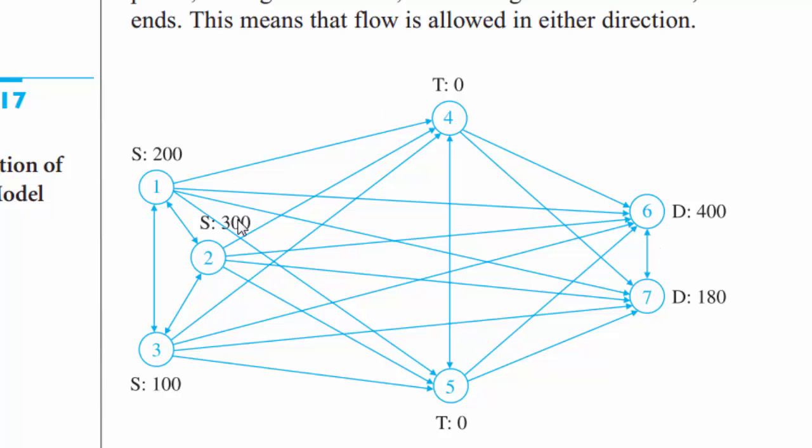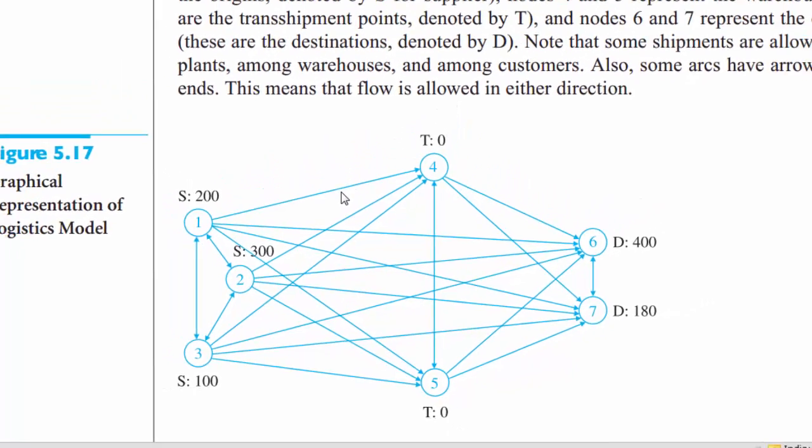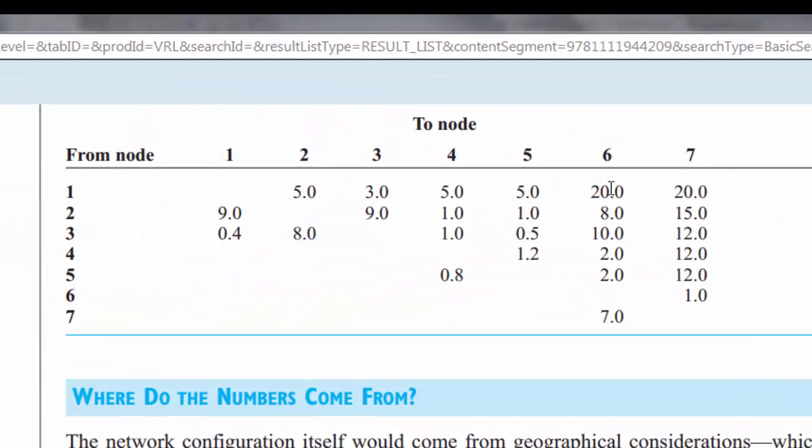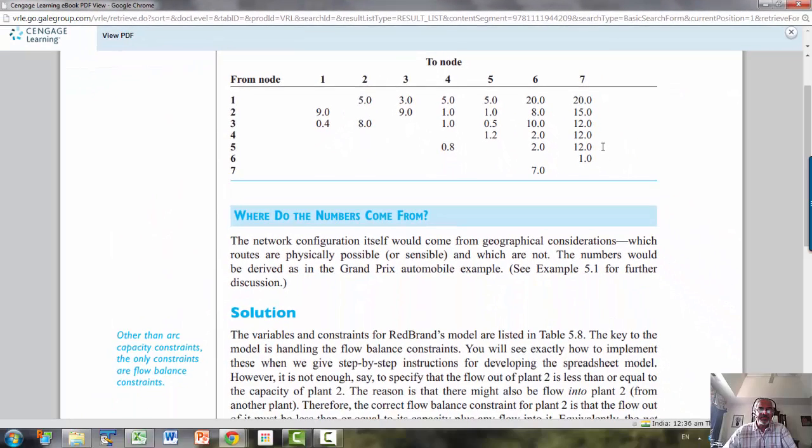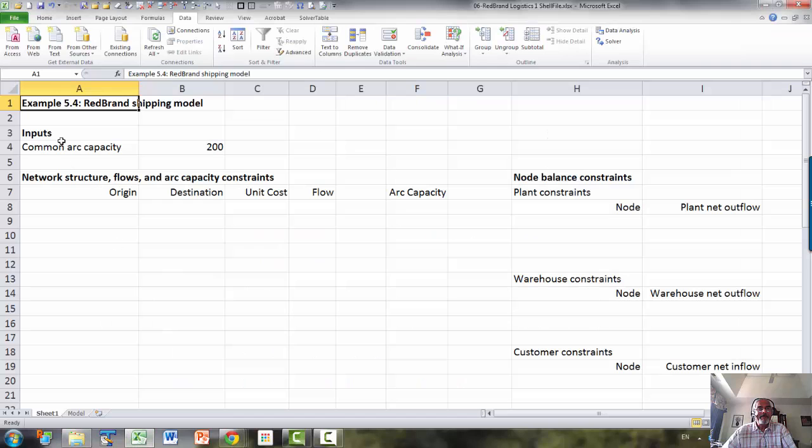Now for each of these arrows that we see here, there is a cost associated, and that is given on the next page. Okay, so here are the costs. Now we need to set this up in Excel. So let's go to Excel and set it up. There is a common arc capacity of 200. You cannot ship more than 200 units in any given arc. So we have the origins, destination, and we need to set up the unit cost.